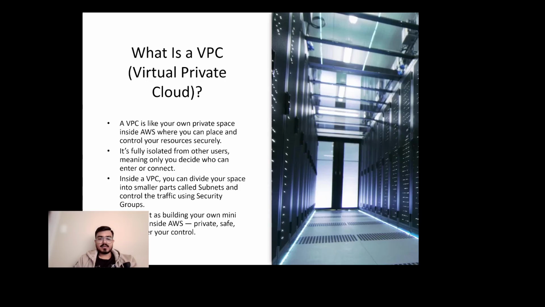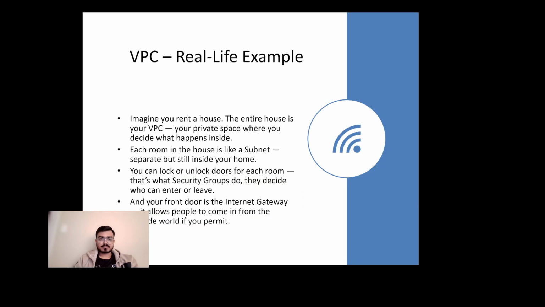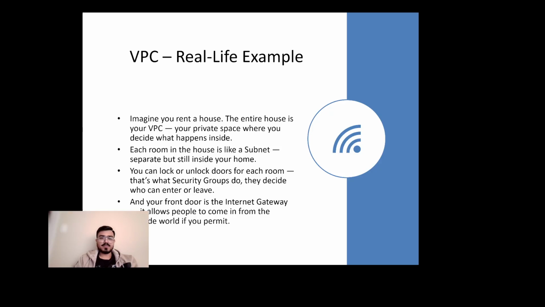Just like in your home, you have rooms, doors, and locks, in a VPC you have subnets, gateways, and security rules. Let's see some basic structure of a VPC. Let's make this even easier with an example. You can see the VPC contains subnets, resources, and security rules working together.